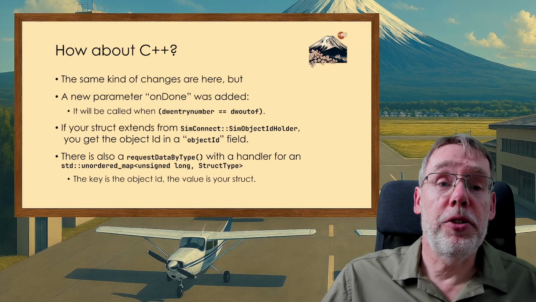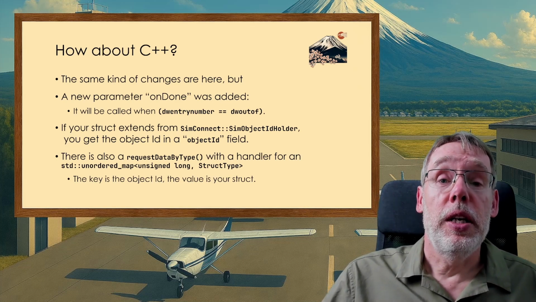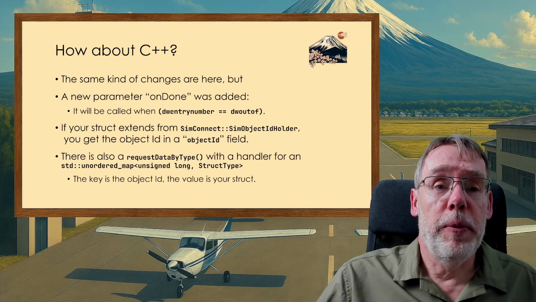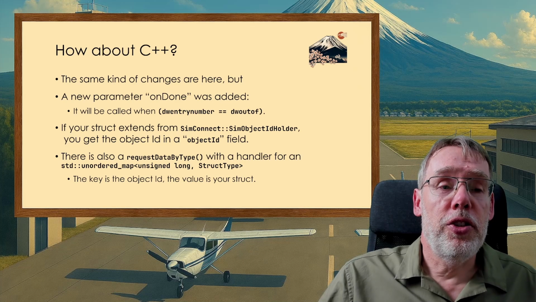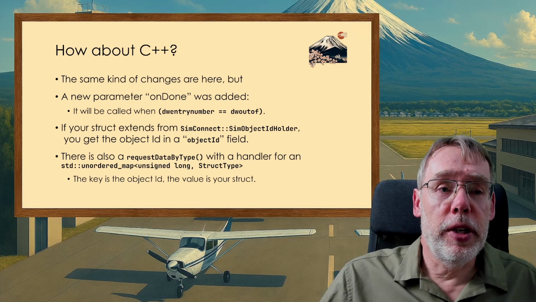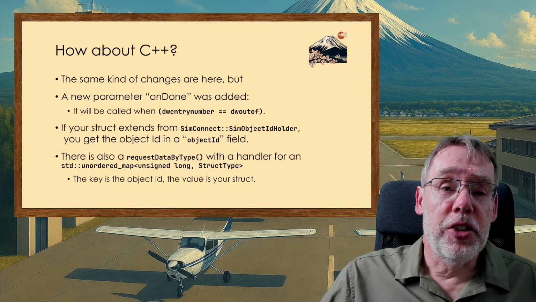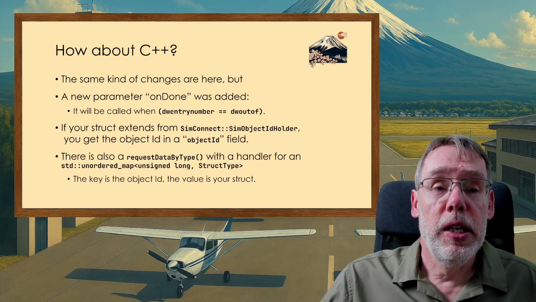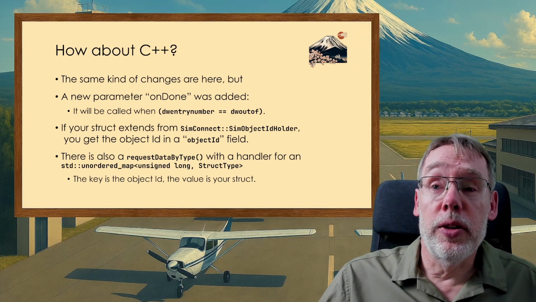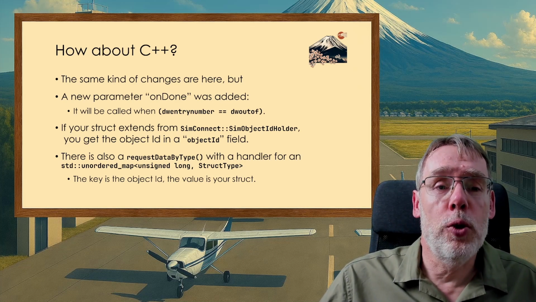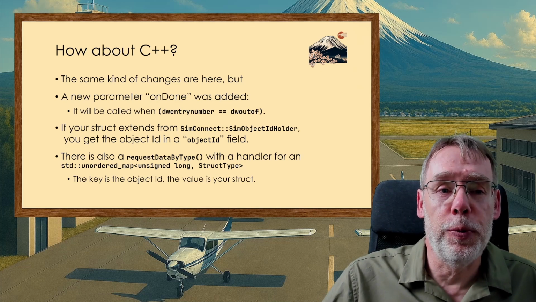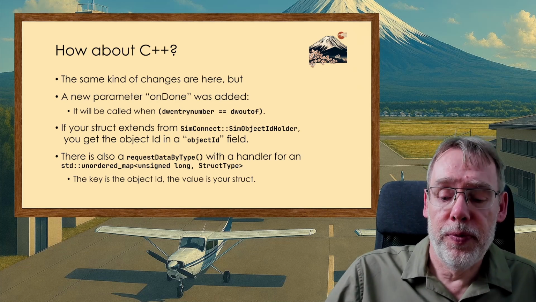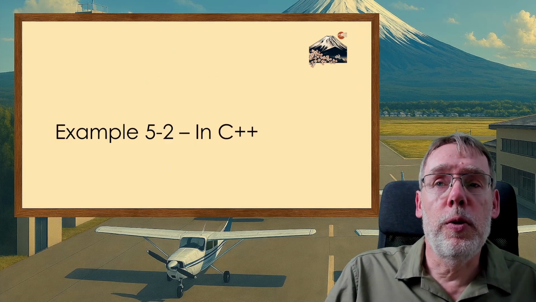There's also a RequestDataOnSimObjectType method in our library that, instead of a handler for a single message, for a single object, has as parameter an unordered map with unsigned long as keys and your struct type as value. Then it will gather all the data in that map and call the handler after the last message has been received. The key is the object ID and the value is your struct. So let's take a look at what we can do with that.